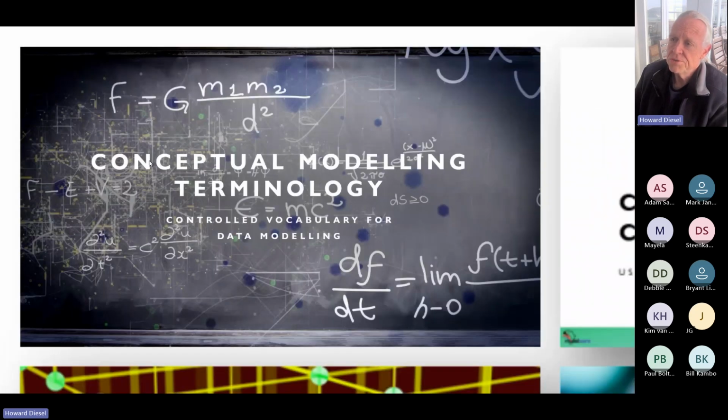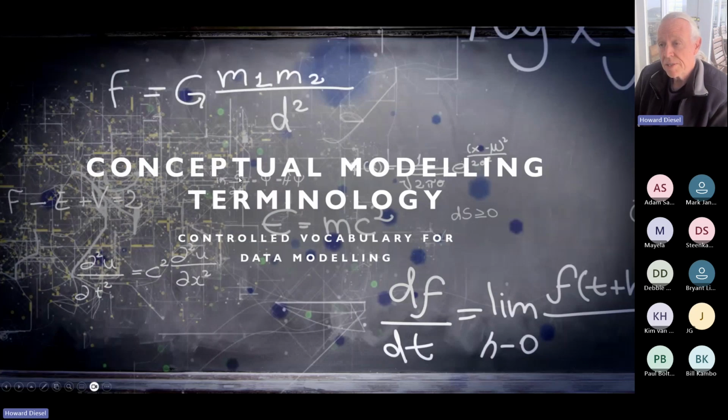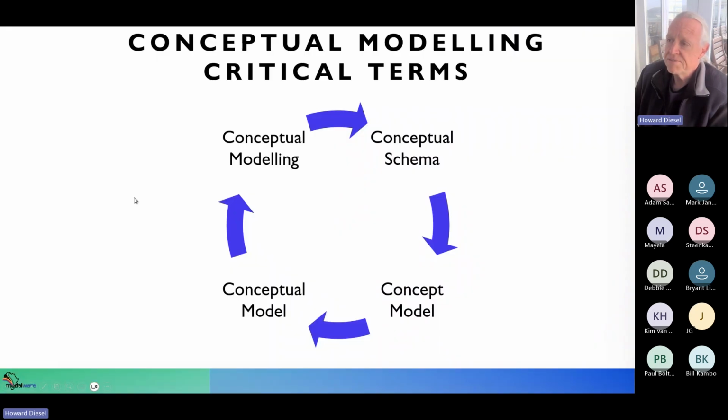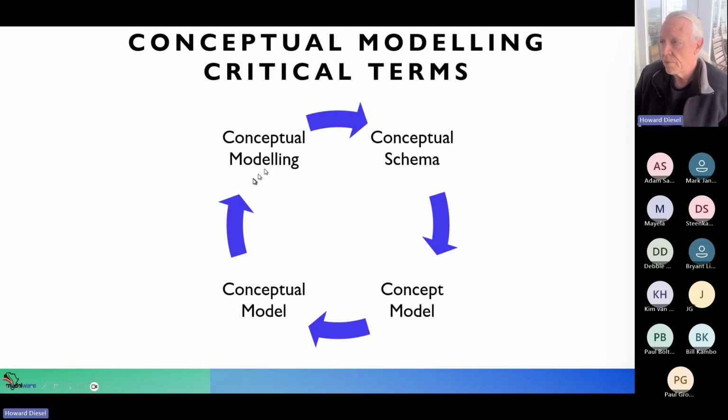Okay, now before going too far, I wanted to just talk about some important terms. And please stop me if I'm not doing a good job at describing this for you. I think it's critical that you understand these different areas. So there are four critical terms that you need to understand. First of all, it's the conceptual schema. Then from there, we can derive the concept model. And sorry, I've actually got this the wrong way. From the concept model, we do conceptual modeling. The conceptual modeling builds a conceptual model, and then it goes back to a conceptual schema.